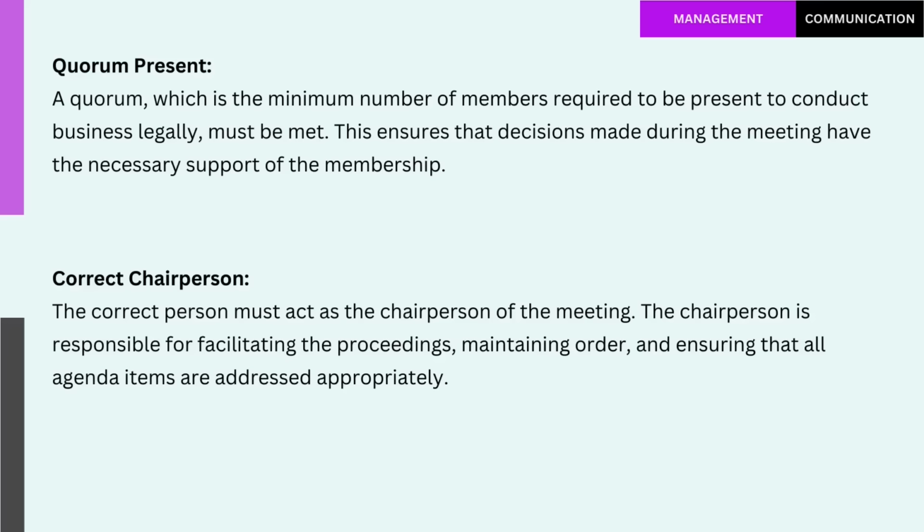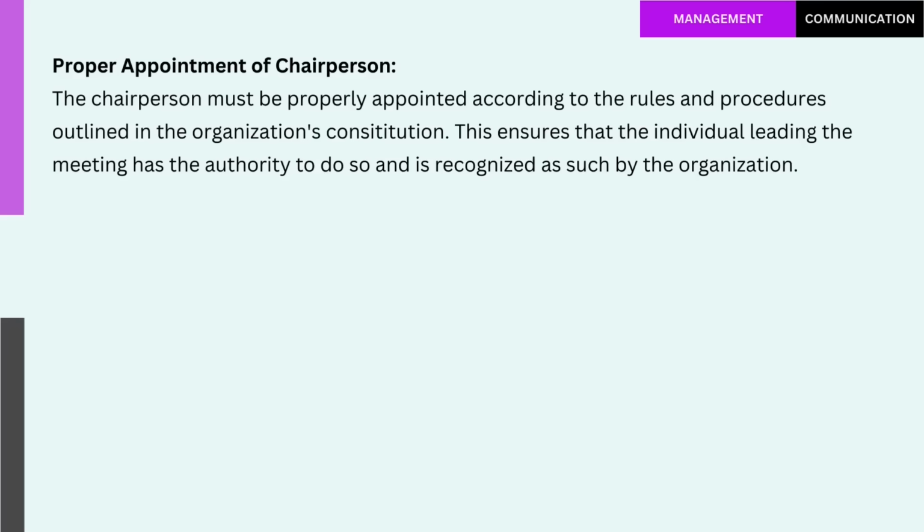4. Correct chairperson. The correct person must act as the chairperson of the meeting. The chairperson is responsible for facilitating the proceedings, maintaining order, and ensuring that all agenda items are addressed appropriately. 5. Proper appointment of chairperson. The chairperson must be properly appointed according to the rules and procedures outlined in the organization's constitution. This ensures that the individual leading the meeting has the authority to do so and is recognized as such by the organization.